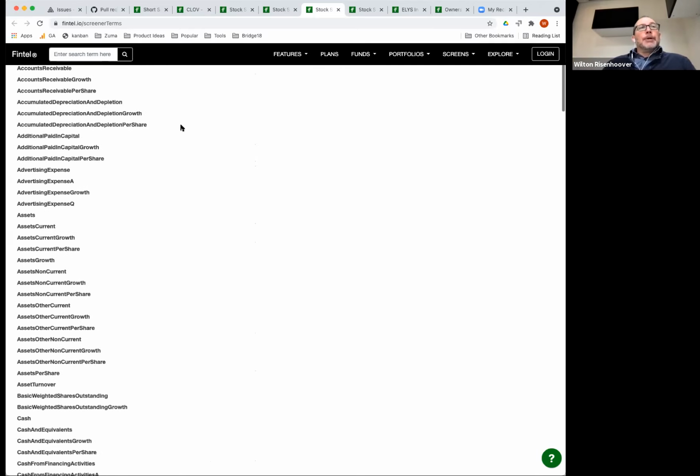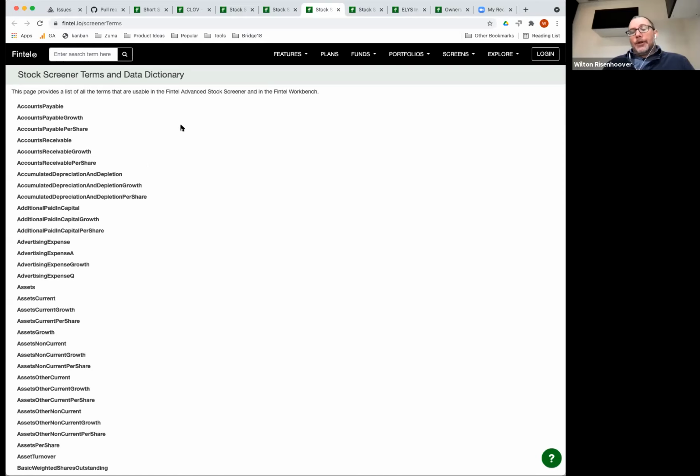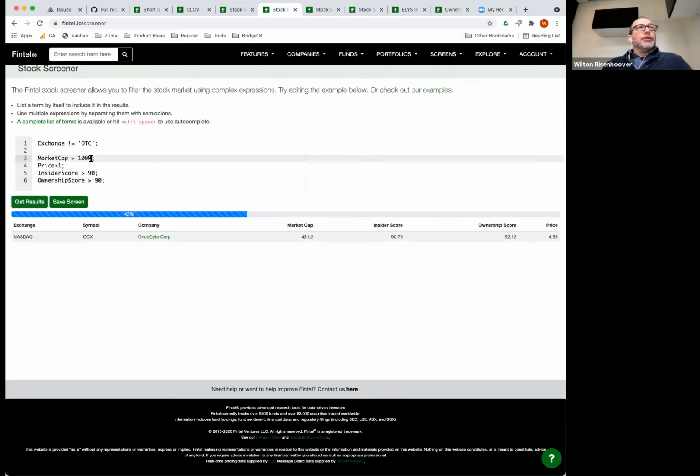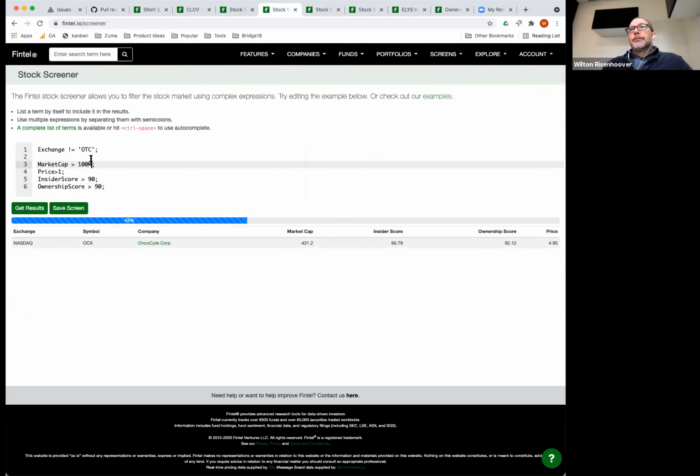That will happen in the Fintel Workbench, which is the version 3 of the stock screener. This stock screener that we're looking at right here is version 2. Would I mind posting that last query? I missed the last term. Here it is right here. Ownership score is greater than 90.